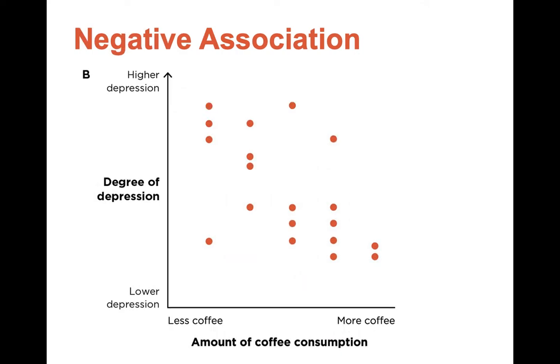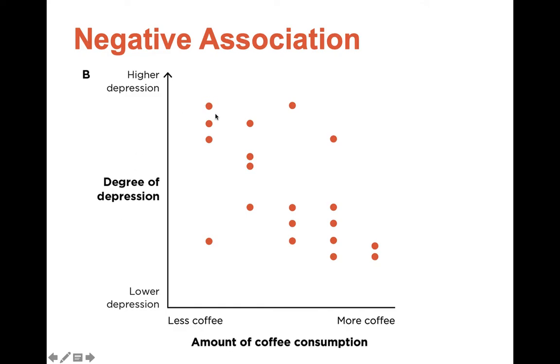We can also have a negative association. A negative association is sometimes called an inverse association or a negative correlation. Here, high scores on one variable are associated with low scores on the other. So what we see plotted here on the x-axis is amount of coffee consumption. On the y-axis, we have degree of depression.